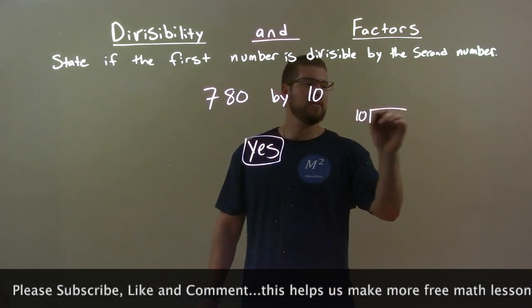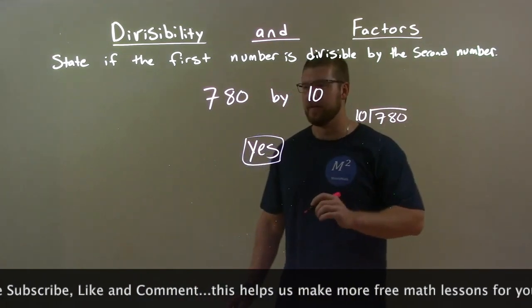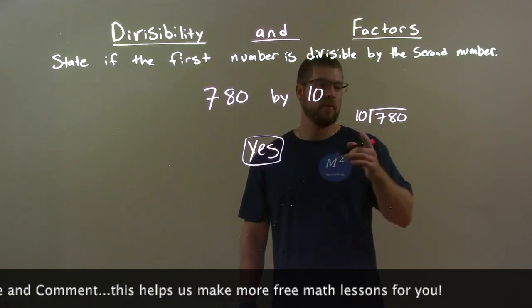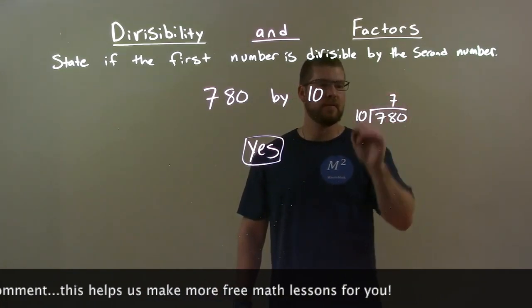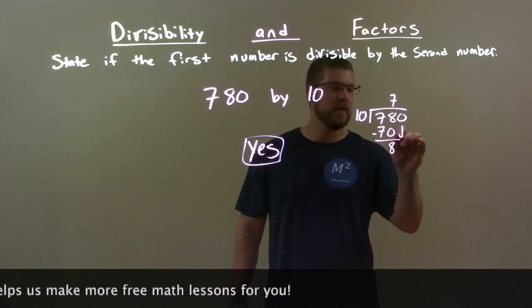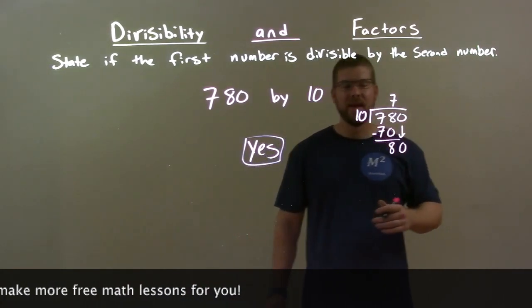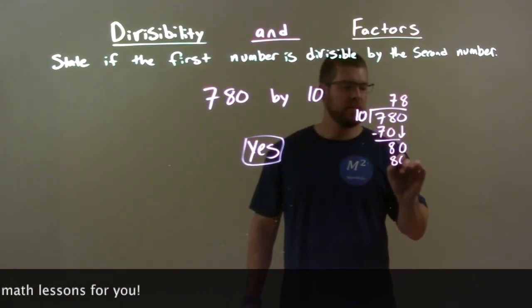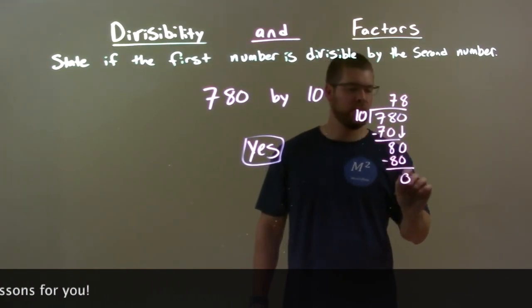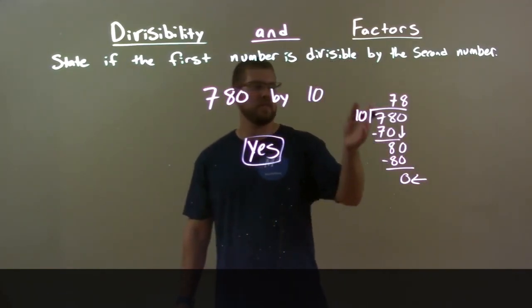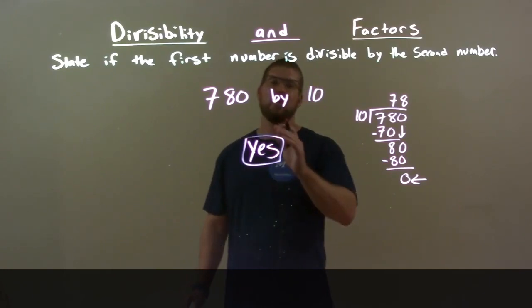Does 10 go into 780 evenly? 10 go into 7? No, but 10 goes into 78, right? Or 70, 7 times. 7 times 10, 70, subtract, we get an 8. Bring down the 0. Now, does 10 go into 80 evenly? Yeah, 8 times. 8 times 10, 80. Subtract, we get a 0. And that remainder of 0 tells us that, yes, 10 goes into 780 evenly, so yes.